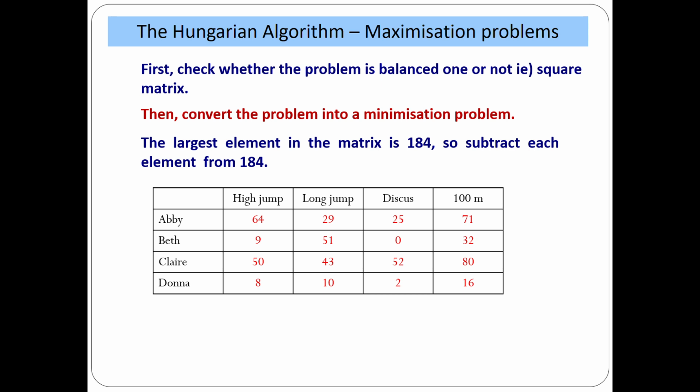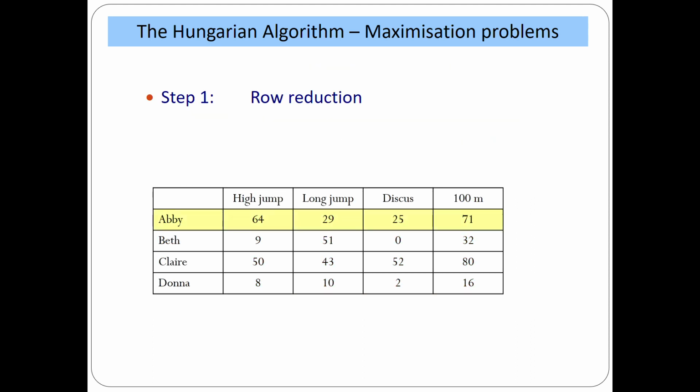What's the first step in the Hungarian procedure? Row reduction. Row reduction means we choose the minimum value in a particular row and subtract it from all the elements of that row. We do the row reduction for all the rows. In the first row, the minimum element is 25, so after row reduction the values will be 39, 4, 0 and 46. The second row already contains 0, so there is no need for row reduction.